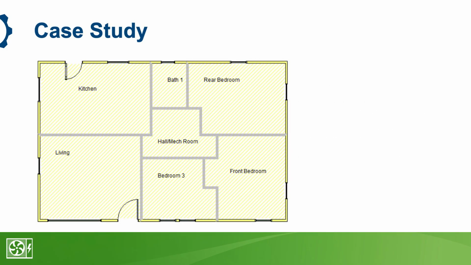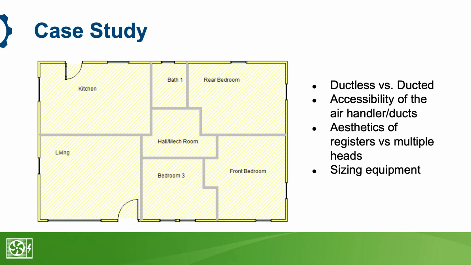So this is the layout of the house. The house is on an accessible crawl space and it has an attic with pull-down stairs. So the first decision point is, do we go with a ducted system or a ductless, since this house doesn't already have ducts? So if we're thinking of possibly going ductless, then the next question is, how many heads do you need to install in this house?